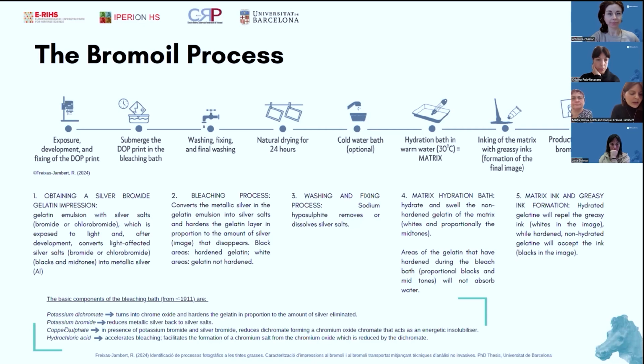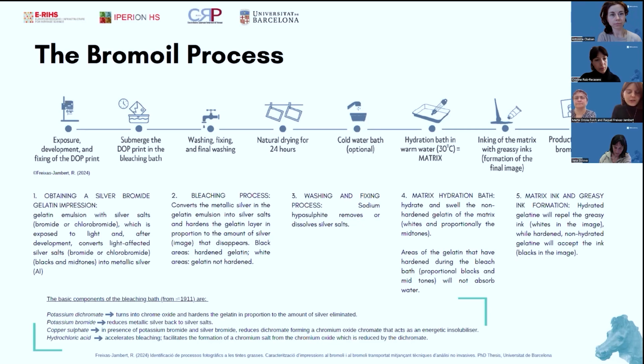This solution has 2 simultaneous effects. It converts the metallic silver in the gelatin emulsion into silver salts, so the image disappears, and it hardens the gelatin layer in proportion to the amount of silver. So the black areas of the original image will be hardened gelatin, while the white areas will be unhardened gelatin. After bleaching, the paper has lost the silver image, is washed in water and fixed with a solution of sodium isosulfite to remove or dissolve the residual silver salts.